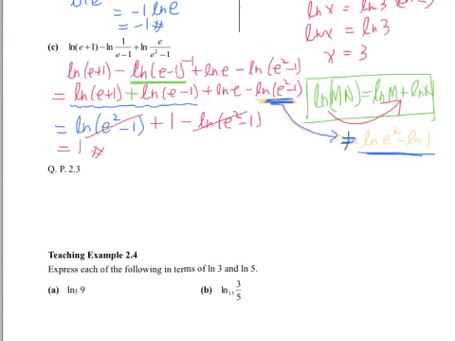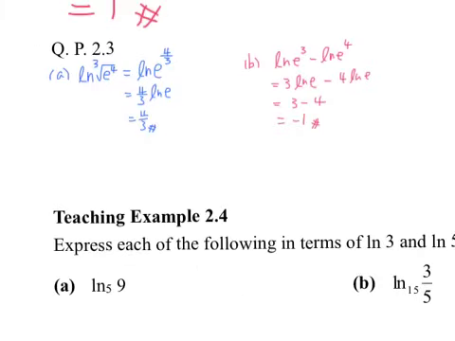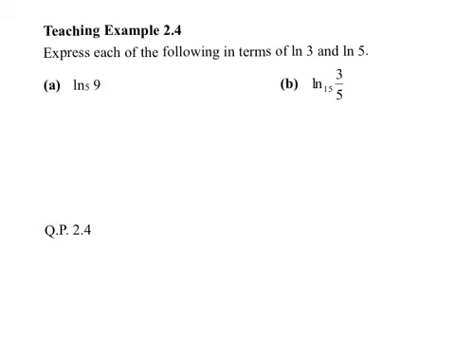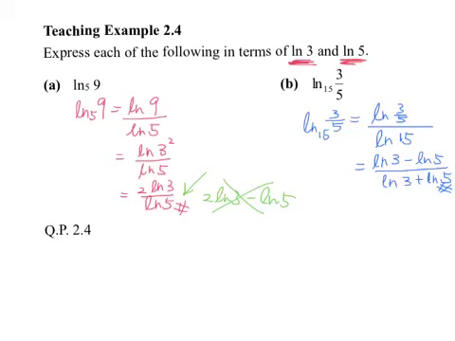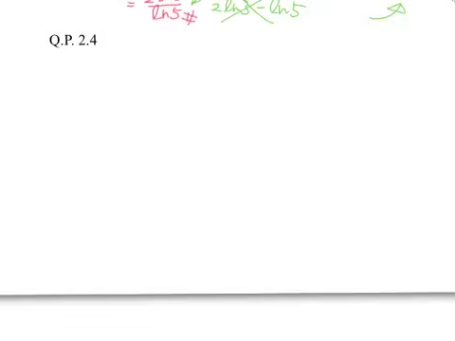Now try to do QP 2.3. Rather simple, right? To express the following teaching example 2.4 in terms of ln 3 and ln 5, we have to change base. Look at part A. We have to stop here. You cannot go on. That means you cannot write something like that. That's wrong. Now let's do part B. Stop here. You see? Can't go on.